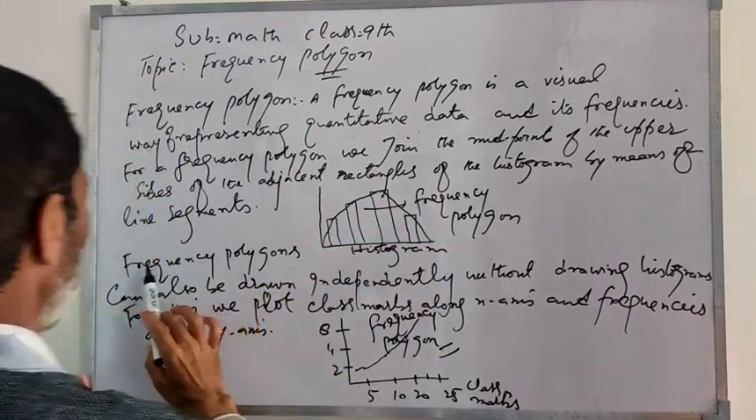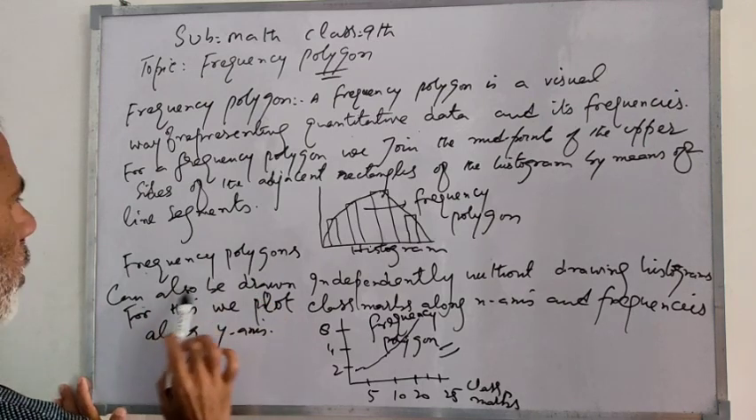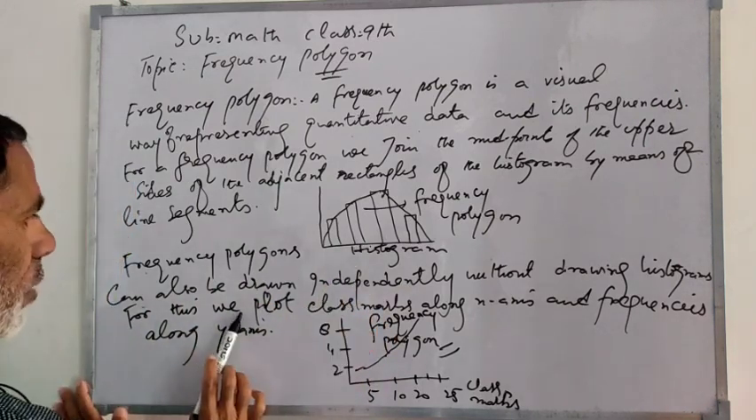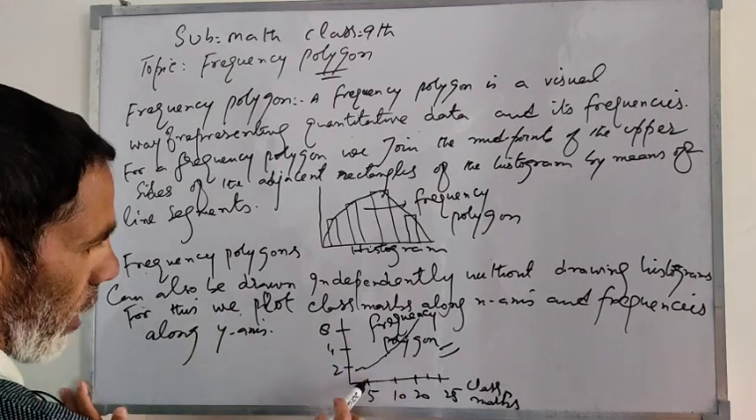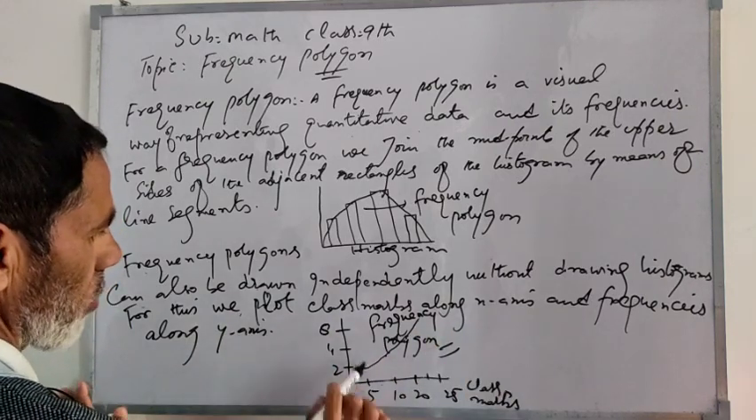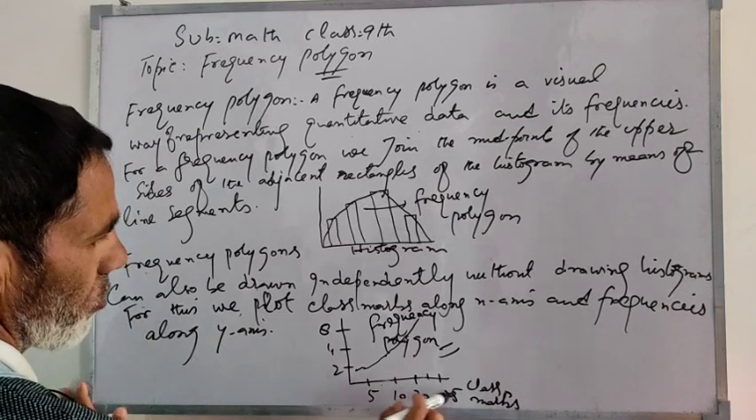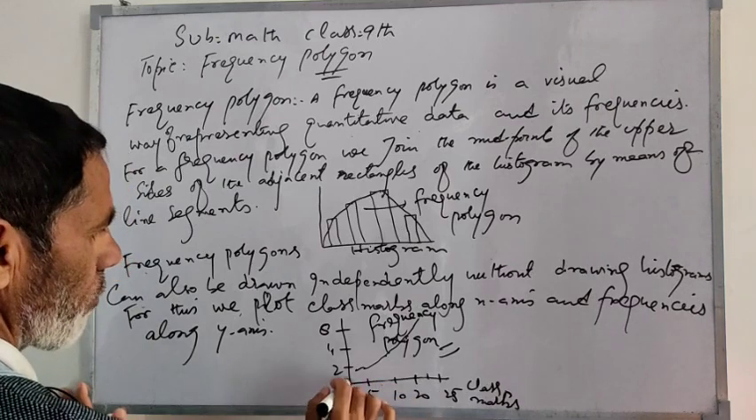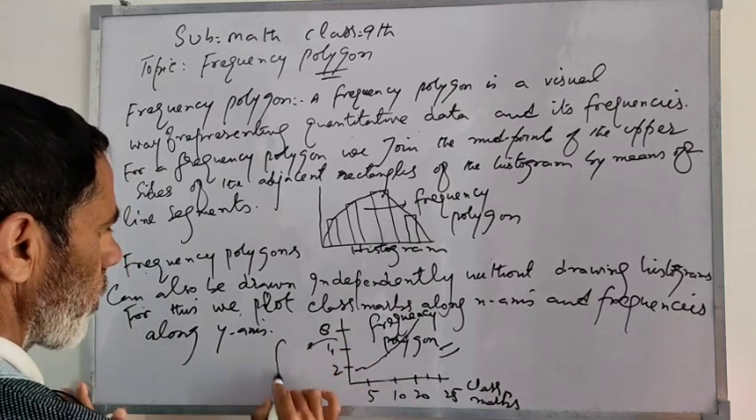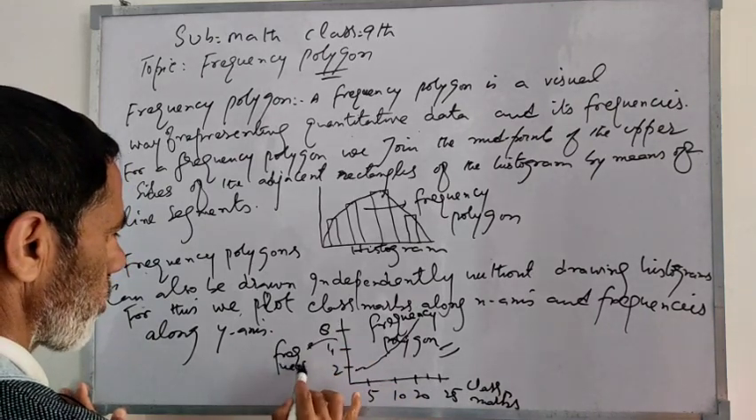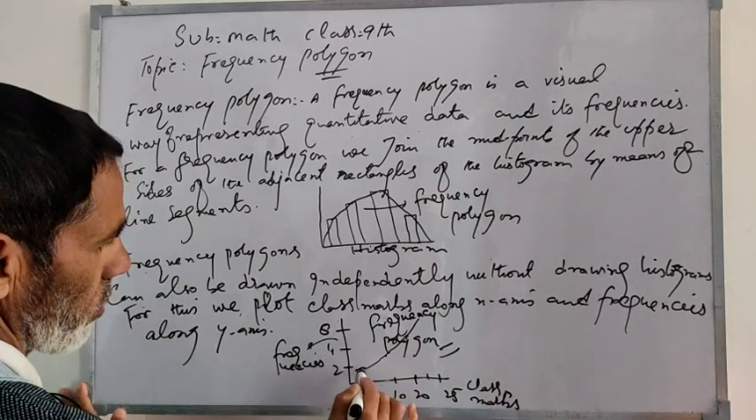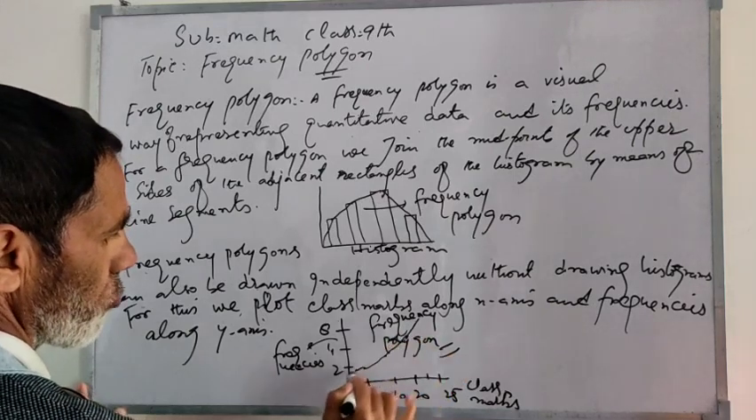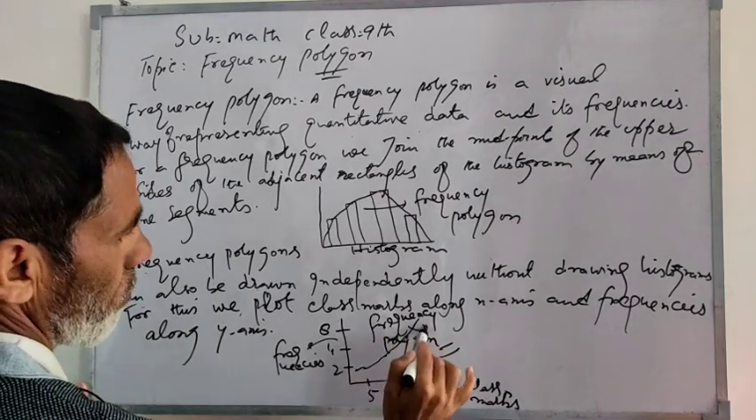There is another way of drawing a frequency polygon. Frequency polygons can also be drawn independently without drawing histograms. For this, we have to plot class marks along the x-axis and frequencies along the y-axis. For example, these are class marks 5, 10, 20, 25, plotted on the x-axis, and frequencies 2, 4, 8 plotted on the y-axis. This is the first point, this is the second point, this is the third point, and we join these. This is the frequency polygon.